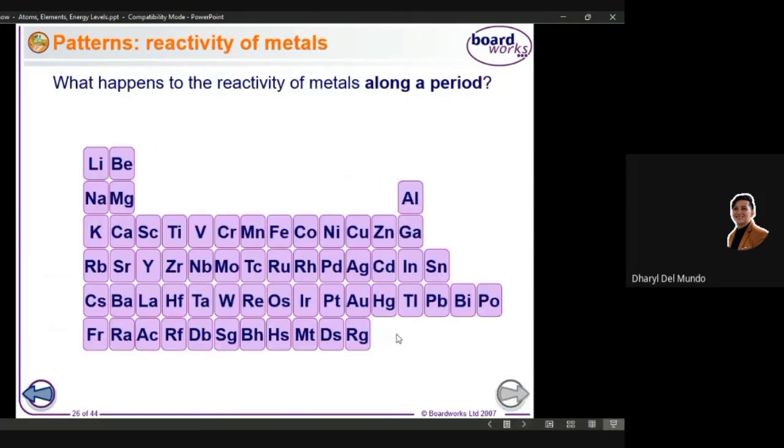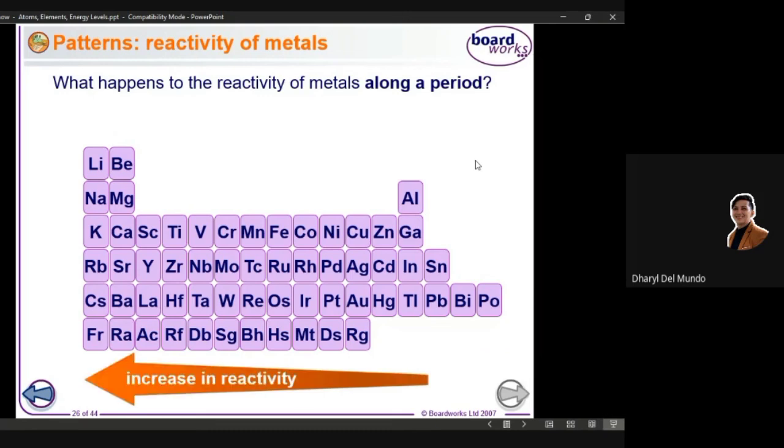Alright? So let's talk about the reactivity of metals. What happens to the reactivity of metals along a period? So along this, from left to right, the reactivity will look like this one. It increases reactivity from right to left. Alright? So periods is the horizontal part. So when you go from right to left, it increases in reactivity. The more you go to the left, the more reactive the atom becomes.